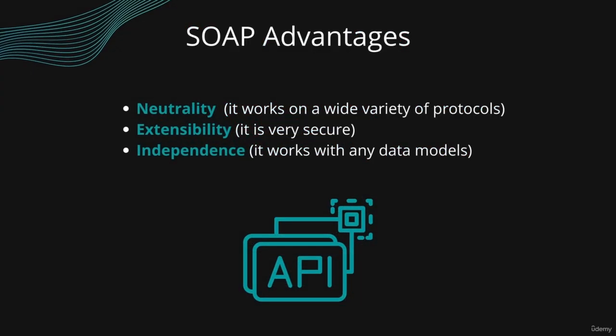Now, talking about some more advantages when it comes to the SOAP protocol are its properties of neutrality. That means that it works on a wide variety of protocols from HTTP to SMTP. And also another property that constitutes an advantage when talking about SOAP APIs would be their extensibility.